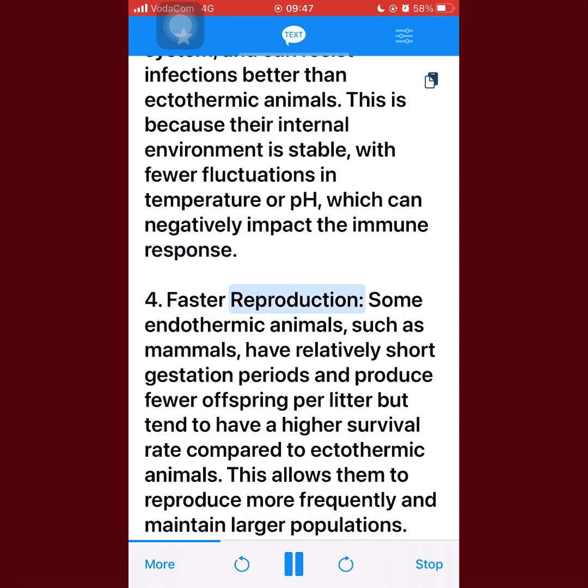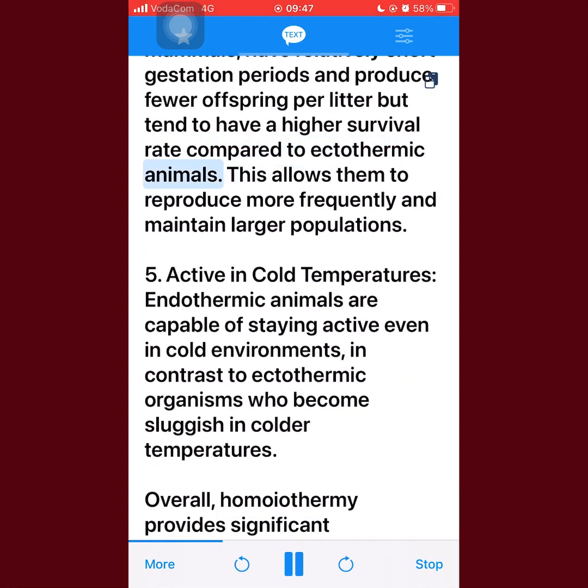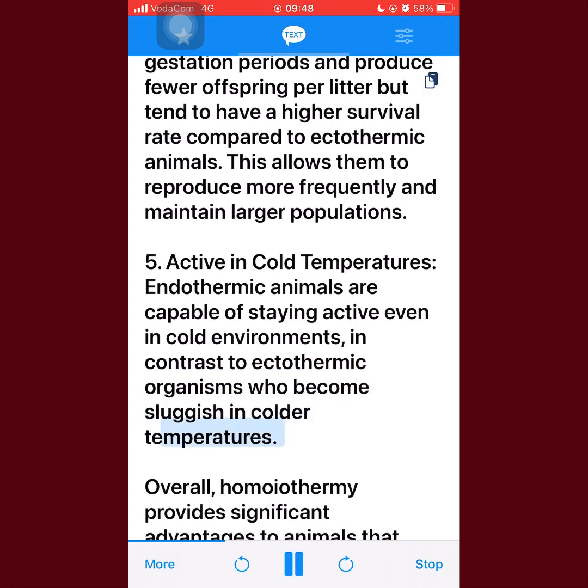4. Faster reproduction. Some endothermic animals, such as mammals, have relatively short gestation periods and produce fewer offspring per litter but tend to have a higher survival rate compared to ectothermic animals. This allows them to reproduce more frequently and maintain larger populations. 5. Active in cold temperatures. Endothermic animals are capable of staying active even in cold environments, in contrast to ectothermic organisms who become sluggish in colder temperatures.